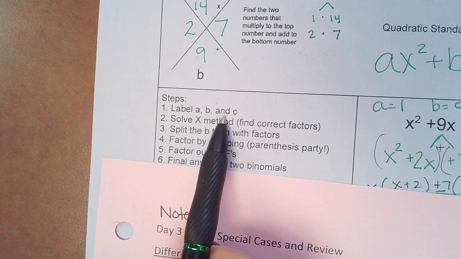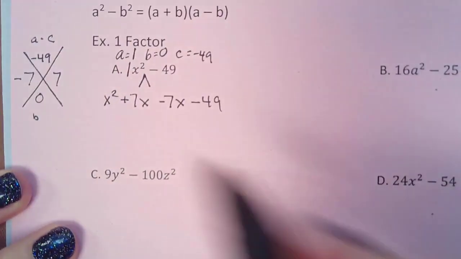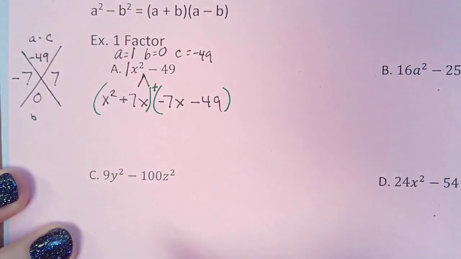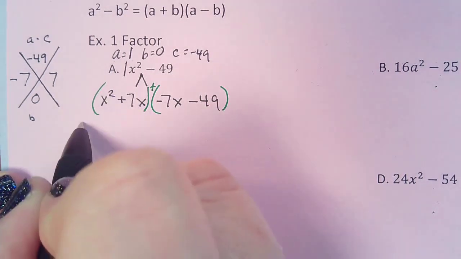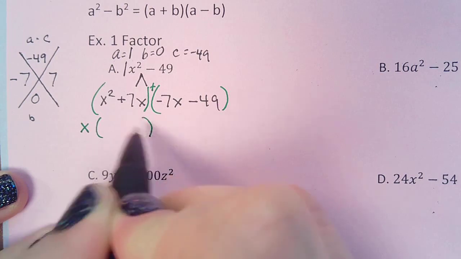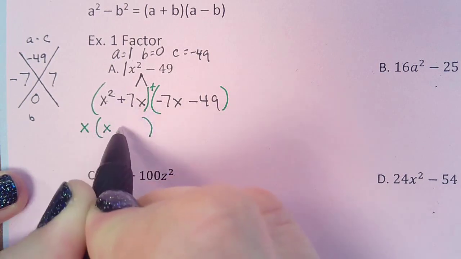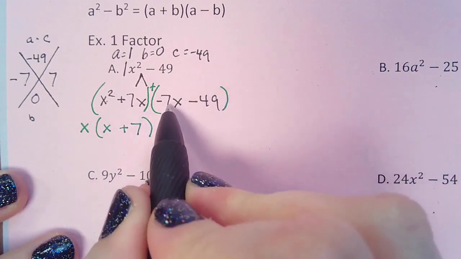All right, so we did label a, b, c, we did the x, we split the b term, now factor by grouping. So the parenthesis party. First 2 together, last 2 together, plus in between them. So what's my GCF of x squared and 7x? I can divide out an x. X squared divided by x is x. 7x divided by x is 7. The x's cancel. What's my GCF of 7 and 49?